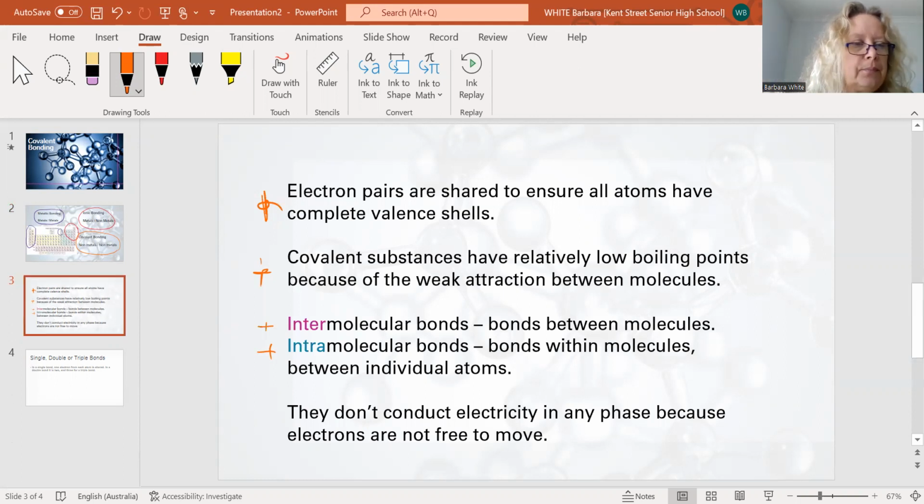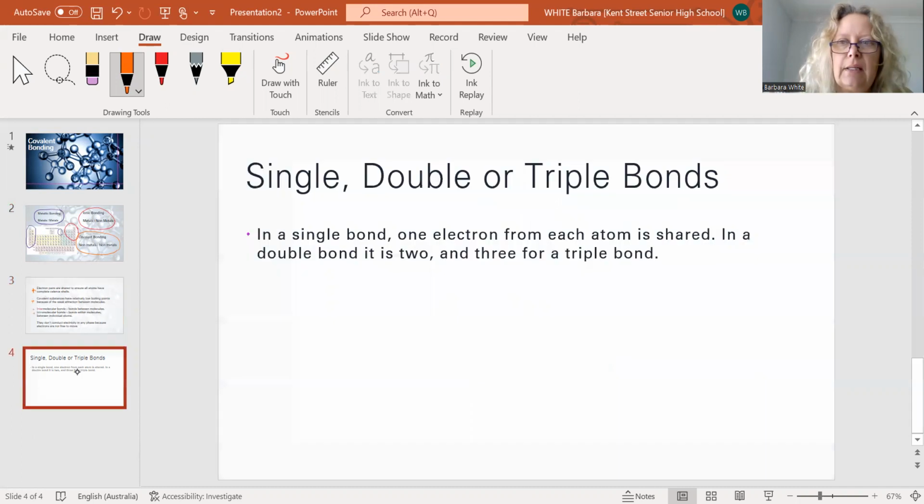All right. The next bit, single, double and triple bonds. So single bond, you get 1 pair of electrons, 1 from each atom. In a double bond, you've got 2 pairs of electrons, and a triple bond, you've got 3 pairs of electrons. You need to be able to draw the structures. So we're gonna have a go.